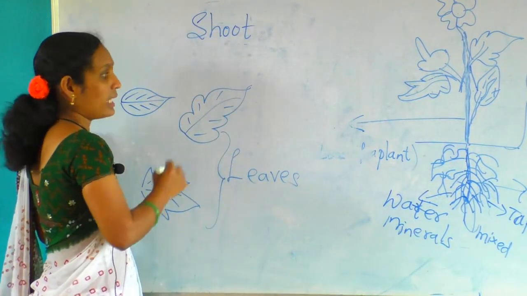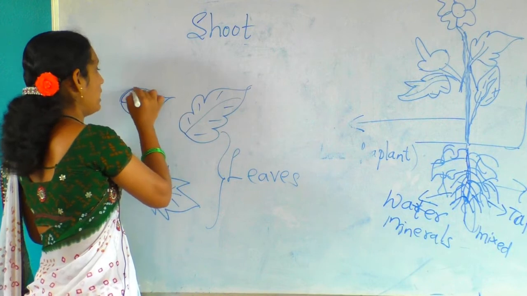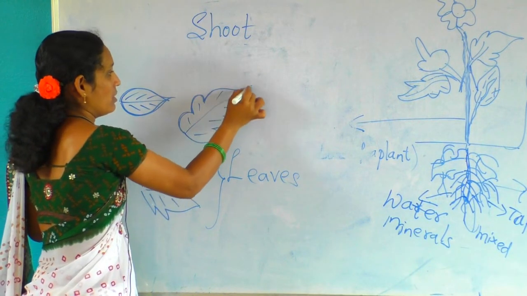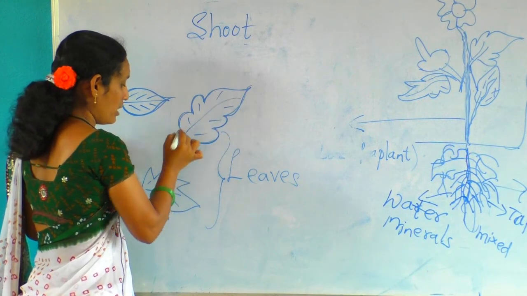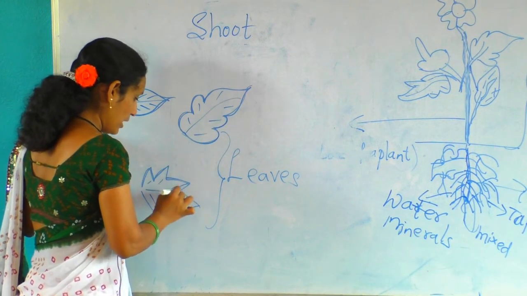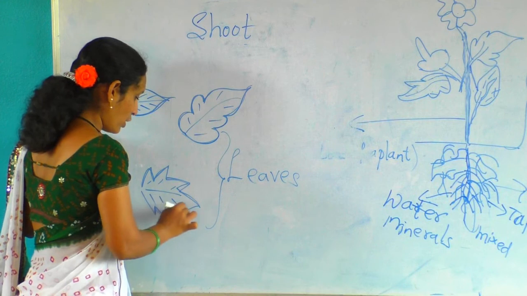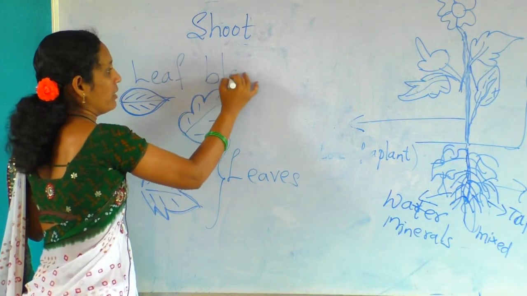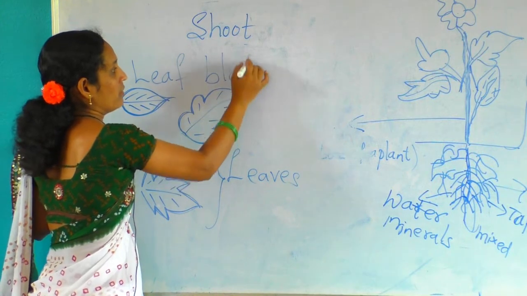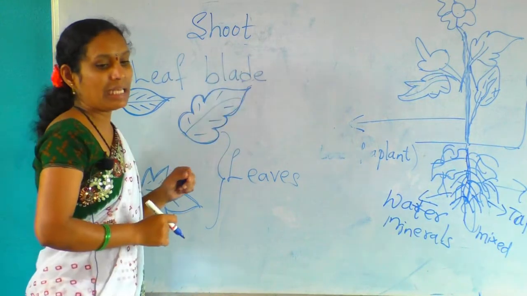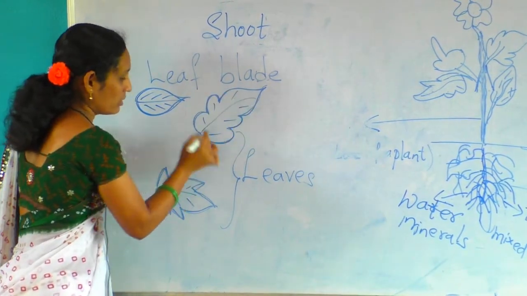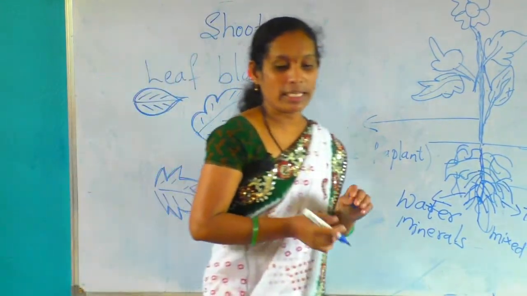So many leaves are there. This end part is the end part of the leaf. What do we call it? The leaf blade. Flat means it is a flat outer layer, that we call the leaf blade.